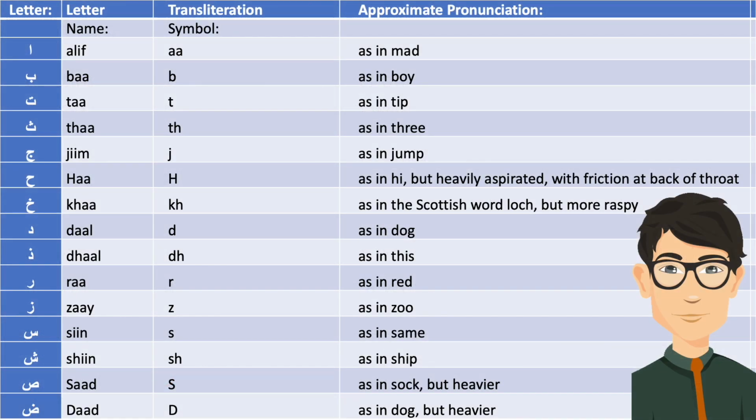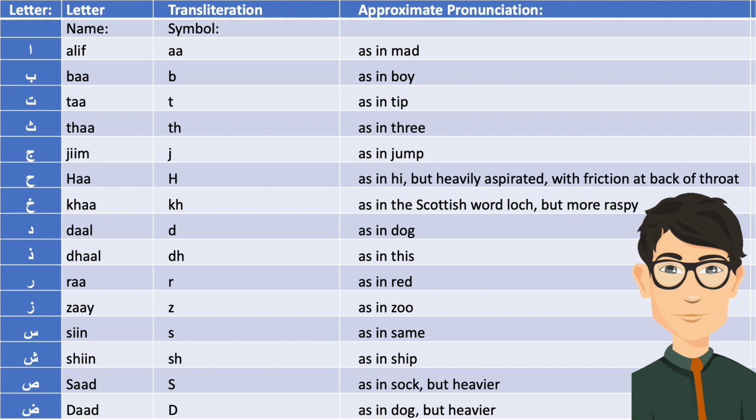Now here we have the Arabic alphabet, their names, the transliteration that is going to be used, and an approximate pronunciation for all of them. Alif, as in mad. Ba, as in boy. Ta, as in tip. Tha, as in three. Jim, as in jump.